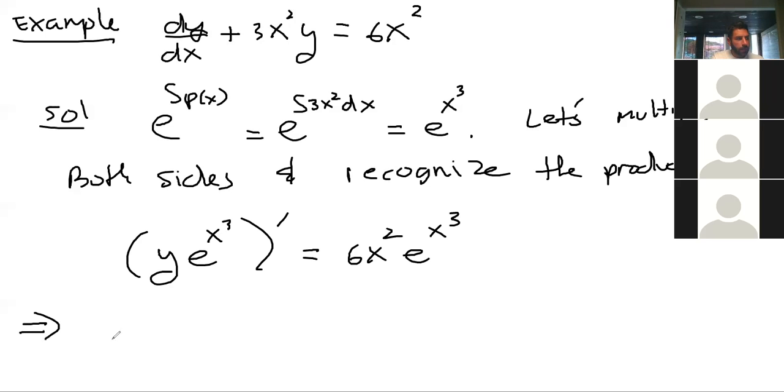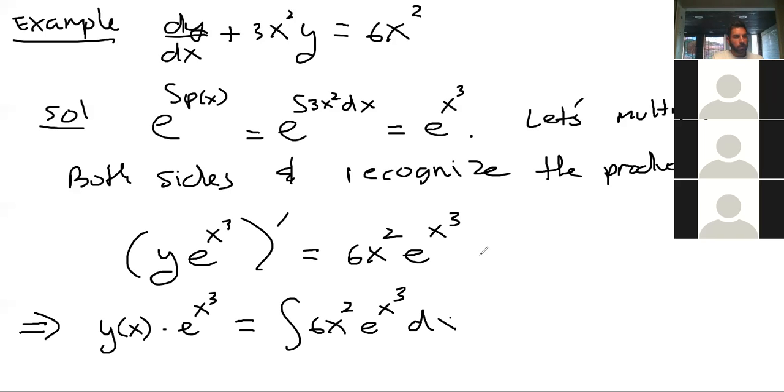And on the left-hand side, we have y of x times e to the x cubed is equal to this integral. Now it looks like an ugly integral, but it's actually a very basic substitution one. So let me tell you that if you choose u to be x cubed, then your du is 3x squared dx.